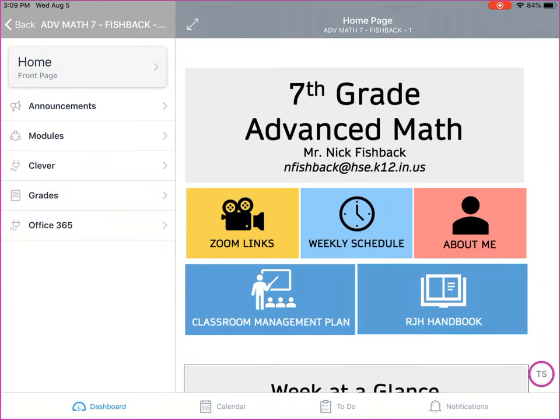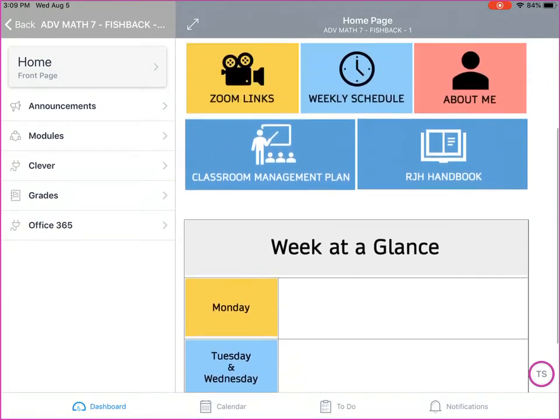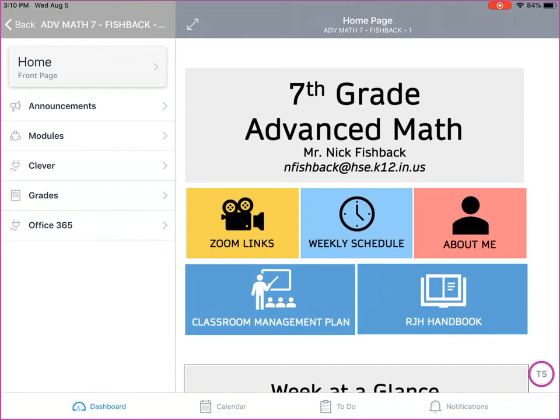Okay, so that pretty much does it for our home page. Look over here to the left-hand side. You can see there are a few different tabs over here. The first one at the top says Home. That's where we're at right now.